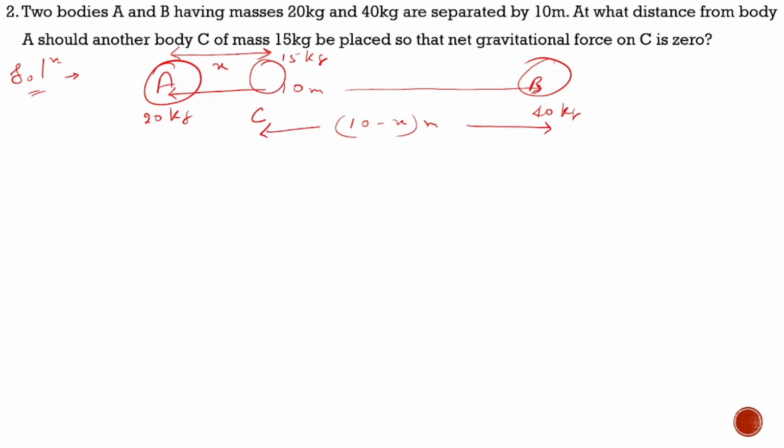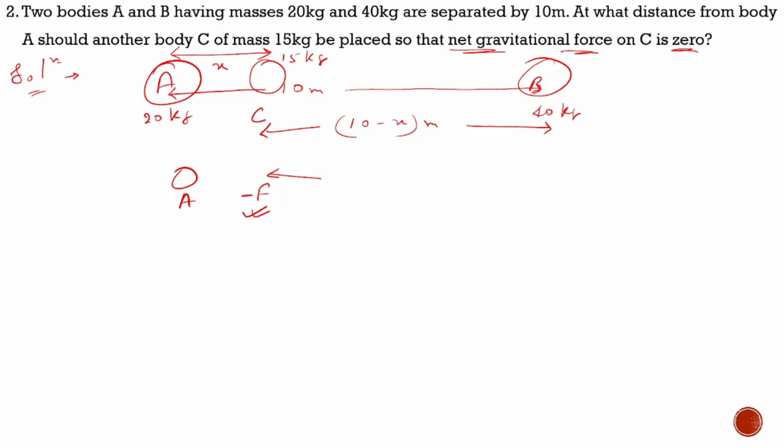Okay, for the net gravitational force to be 0 on C, let us take this as B, A and C. The attractive force from B on C should be equal to the attractive force from A on C, but in opposite directions, so we can take it as minus F. So the force between B and C should be equal to the force between A and C, so that they will cancel out each other and the net gravitational force on C will be 0.